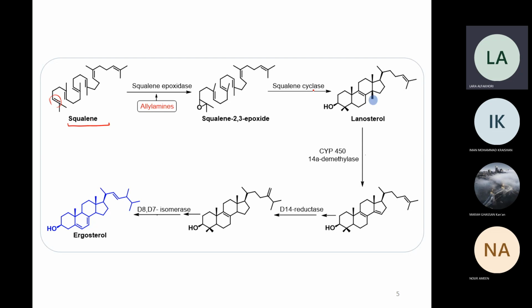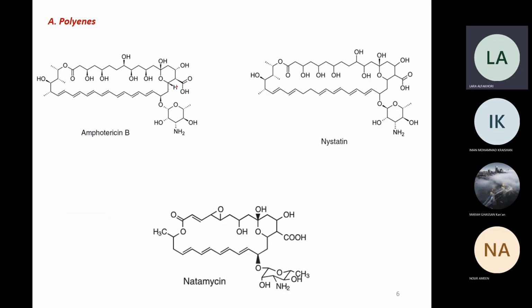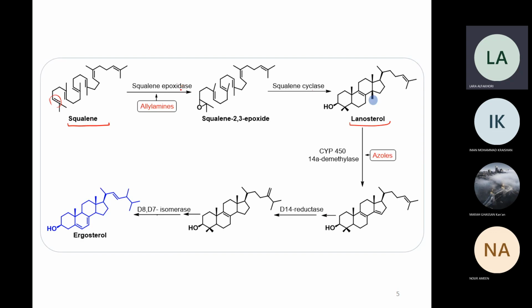Later on, squalene cyclase is the one responsible for joining the carbons, eventually giving rise to the backbone of the ergosterol biosynthesis, which is lanosterol. Now, that first step, which is conversion of squalene to its epoxide form, is catalyzed by squalene epoxidase, and the epoxidase is inhibited by allylamines. Okay, so this is a class that we will talk about later on.